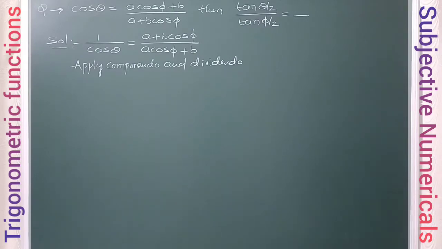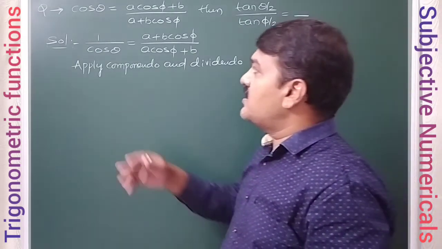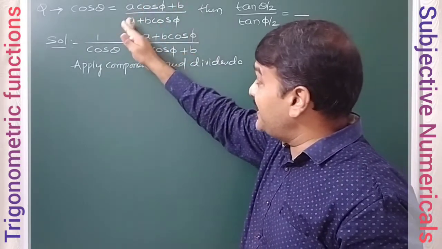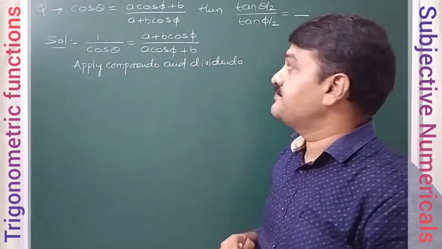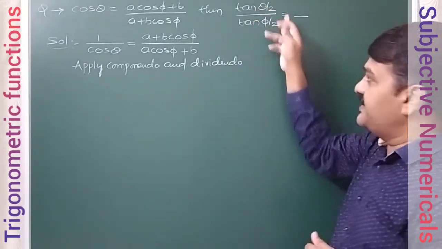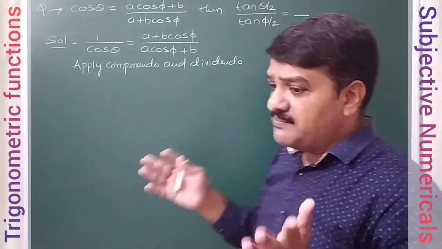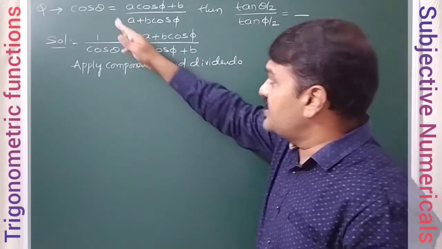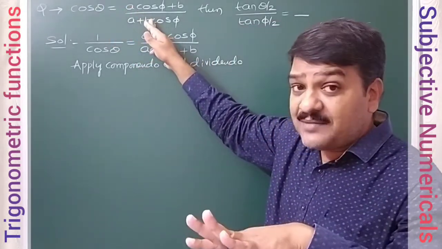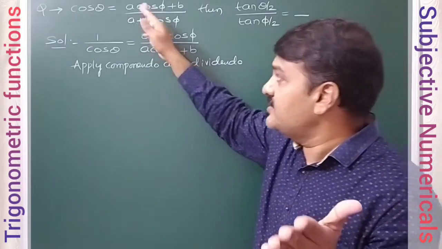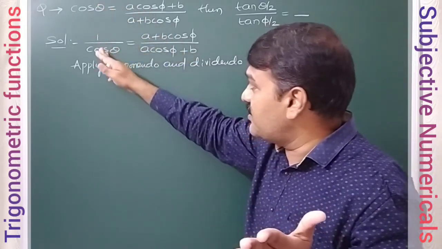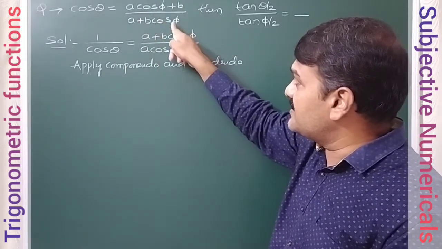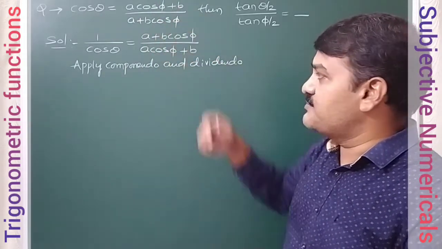So this is the next question we have on board. Cos theta is equal to a cos phi plus b by a plus b cos phi. We have to find this. So this is a simple application of componendo and dividendo. So this is the given equation. First I am reciprocating the equation. So reciprocating, 1 by cos theta is equal to a plus b cos phi by a cos phi plus b.